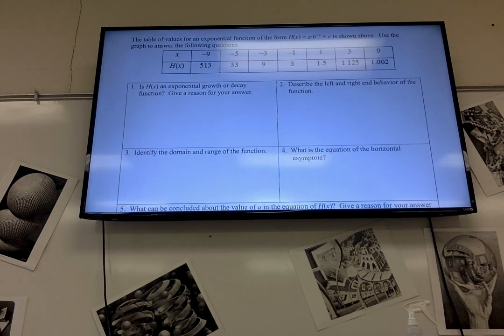The table of values for an exponential function of the form block is shown above, or it says above, it's shown below. Use the graph to answer the following questions.